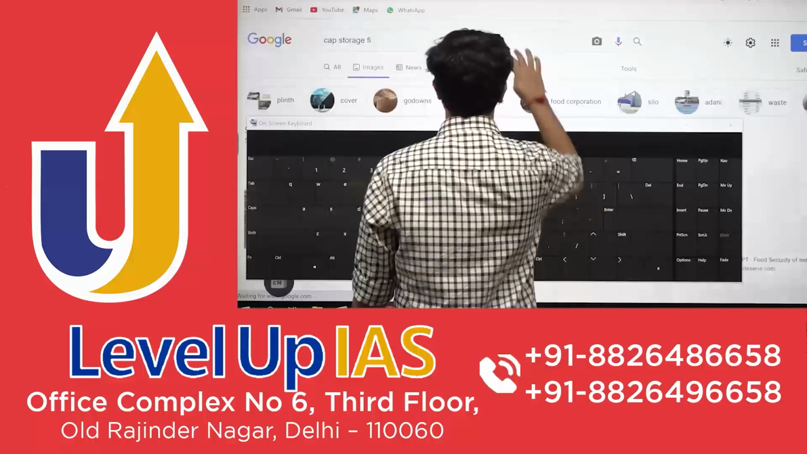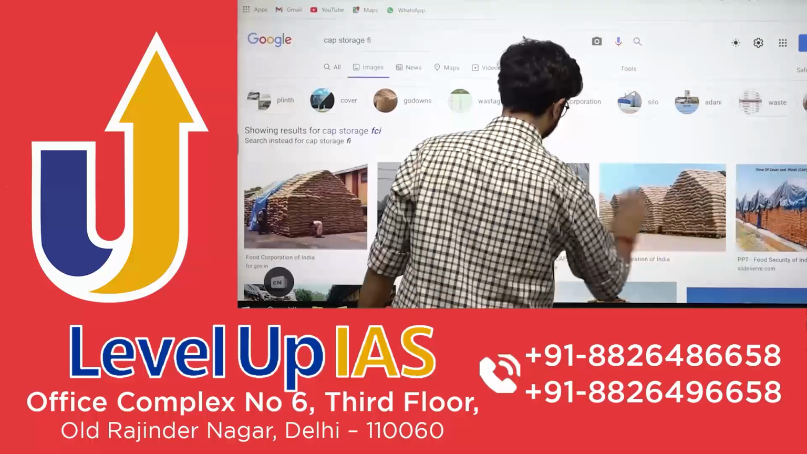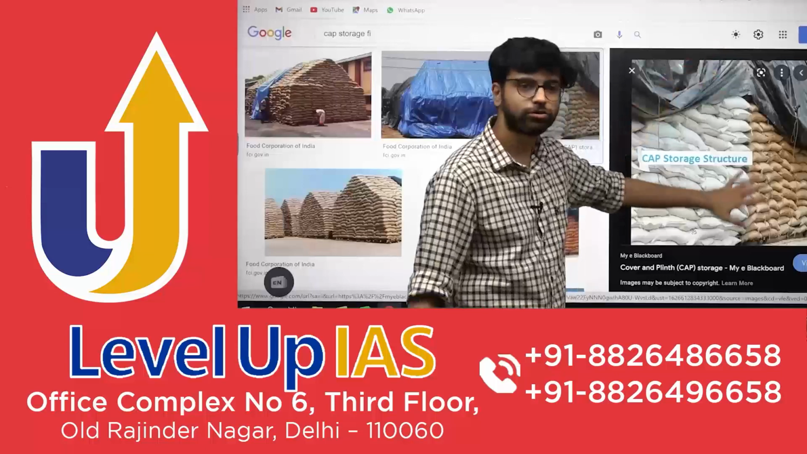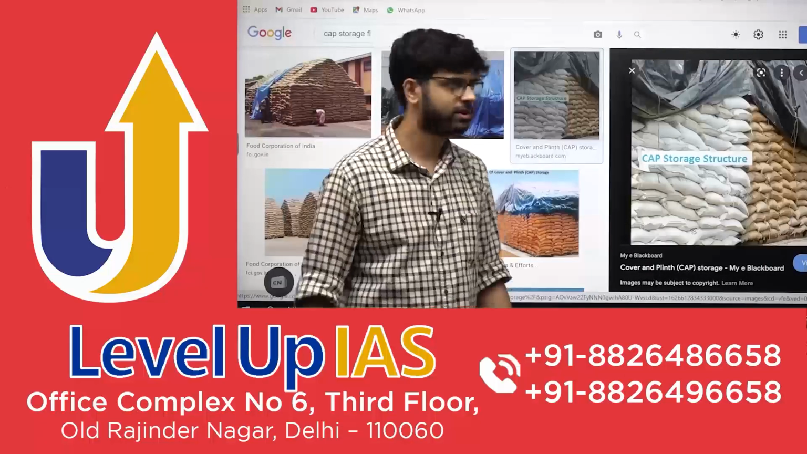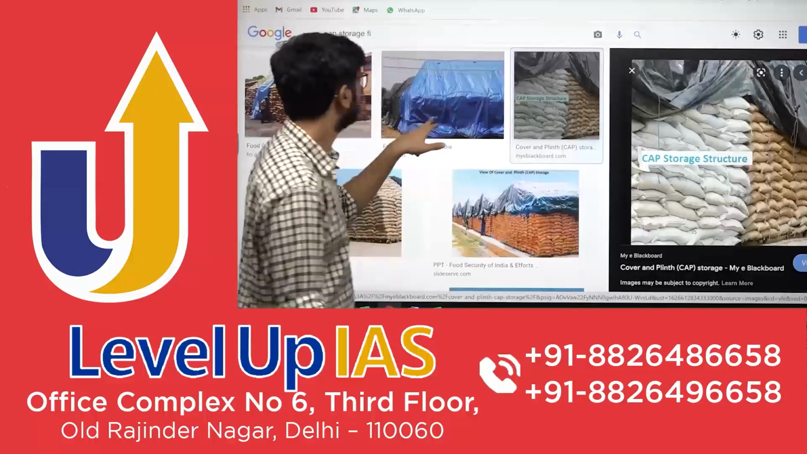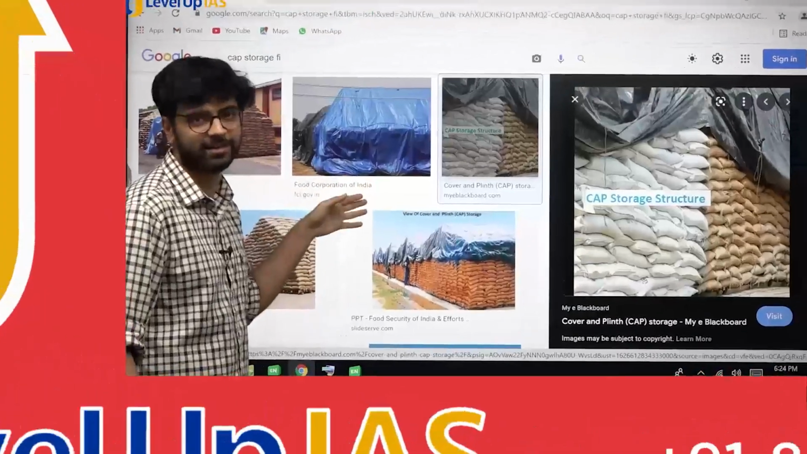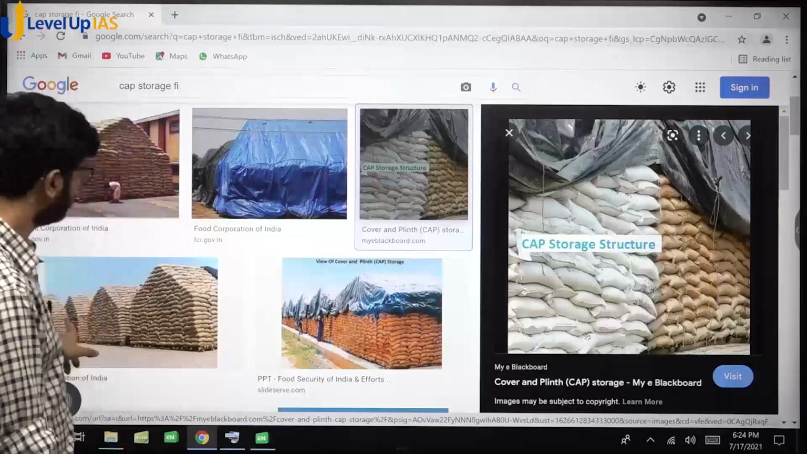See this. This is covered and plinth storage. You store grains in sacks and then you cover it. Large scale storage. Okay, like this. But is this permanent or ये उड़ जाएगा? Right? See this huge storage.